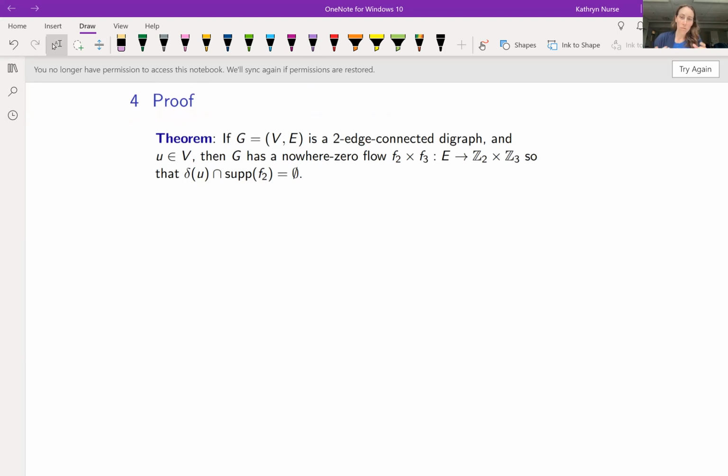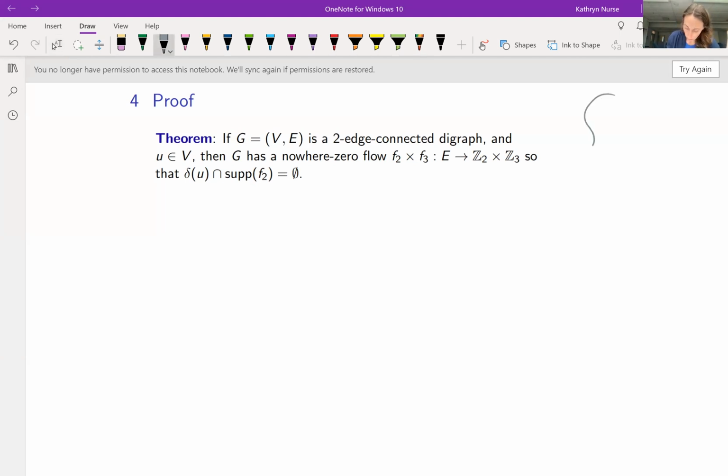So what we do is we just bump up the induction hypothesis a little bit. If we have this graph, it's 2-edge connected, and we have the special vertex U. At that special vertex U, we're going to specify the flow. We're going to work in the group Z2 cross Z3. And we're going to say at our vertex U, it's completely 0 in Z2. So the Z2 flow doesn't really get to touch our vertex U. And that means that it's contained in the support of Z3.